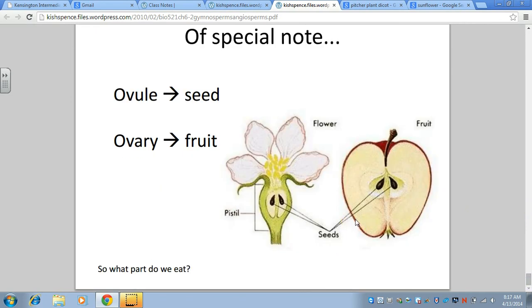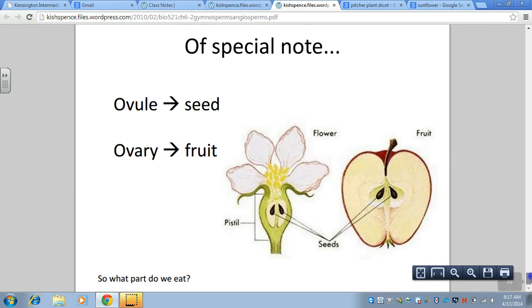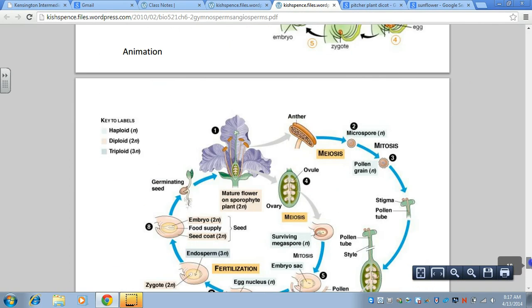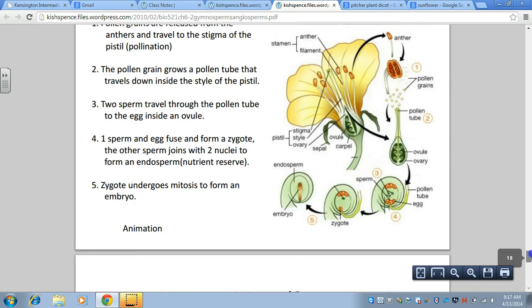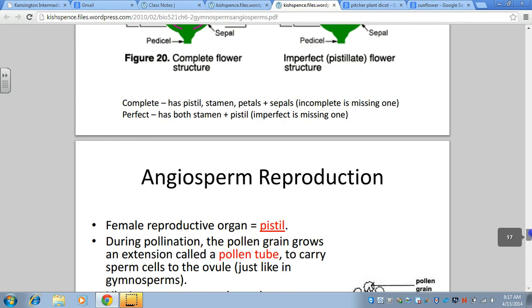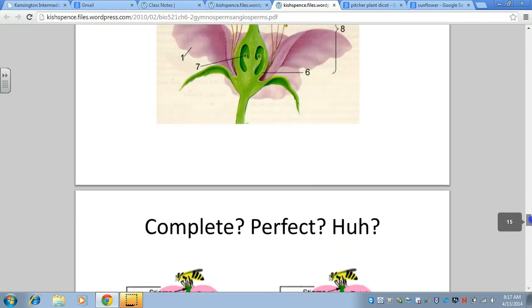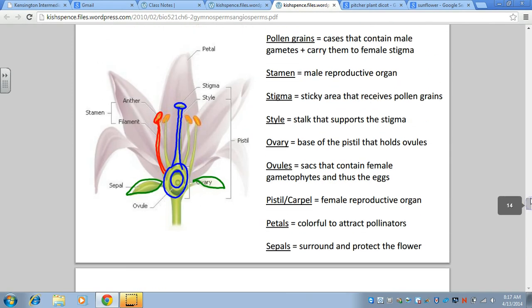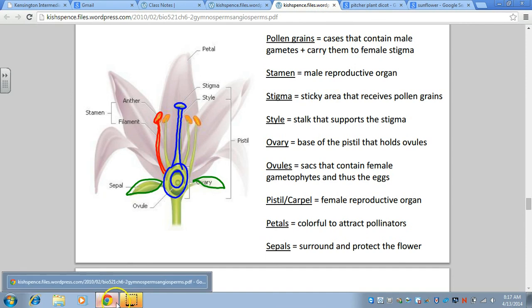We will be talking about a few other things through questions in class. But I would practice labeling the leaf and practice reading the reproduction cycle, the life cycle. Labeling the flower, make sure you know all the parts. Take a look at some pictures of them and see, is it complete or incomplete? Is it perfect or imperfect? How do I tell if it's a male flower or a female flower? So is it pistillate or is it staminate?